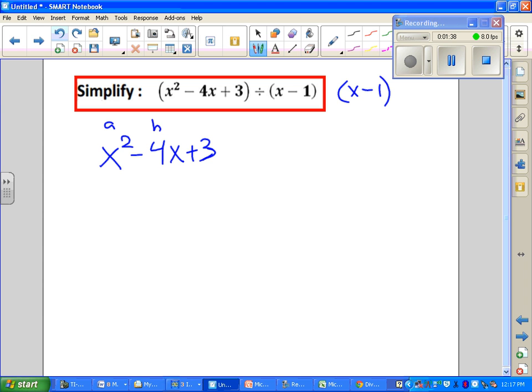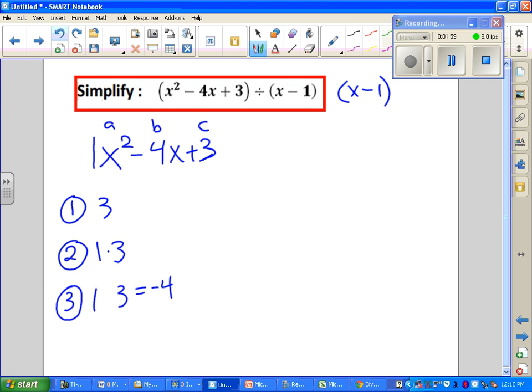So I'll multiply my first and my third term. Step 1, 1 times 3 is 3. Step 2, list all my factors of 3. Well, there's only 2 factors, 1 and 3. Step number 3, what factors will add up to negative 4? Well, 1 plus 3 will give me positive 4, but negative 1 plus negative 3 will give me negative 4. So that's good. Then I have to figure out, will it also multiply to positive 3? Negative 1 times negative 3 is indeed positive 3. So those are the two numbers I want, negative 1 and negative 3.